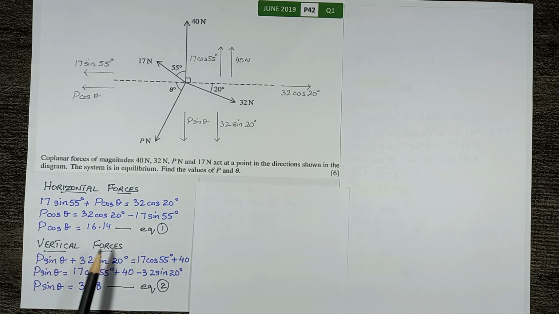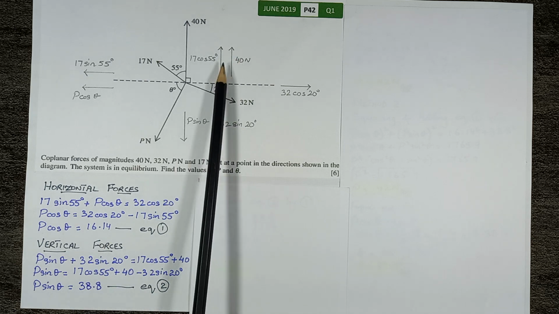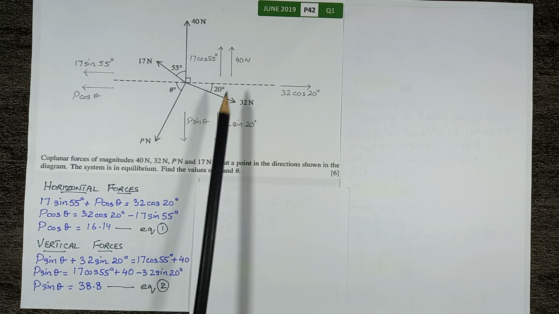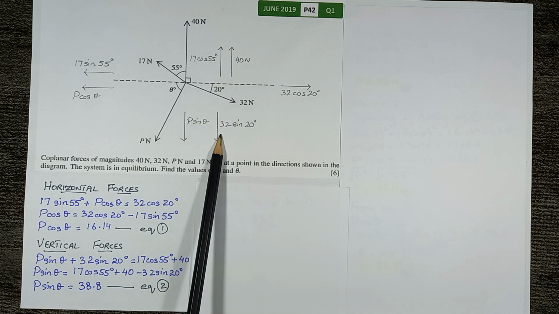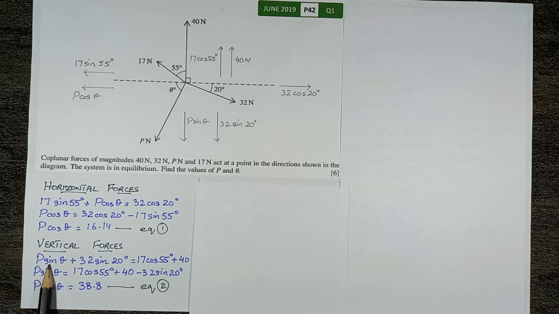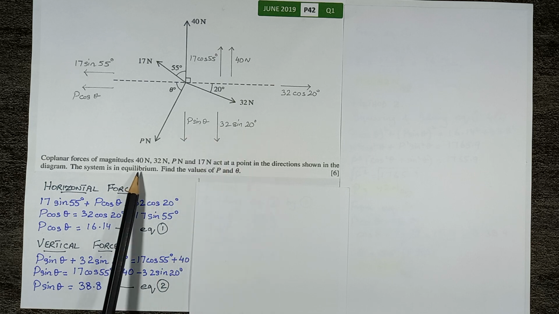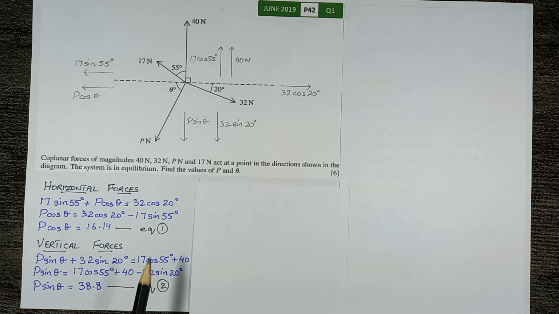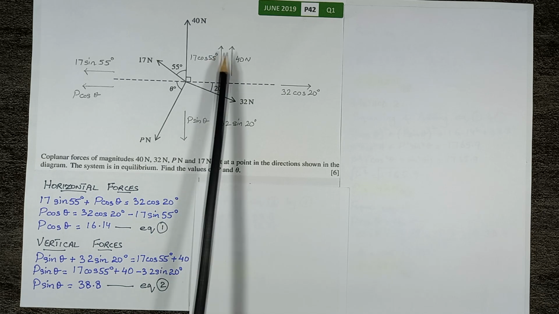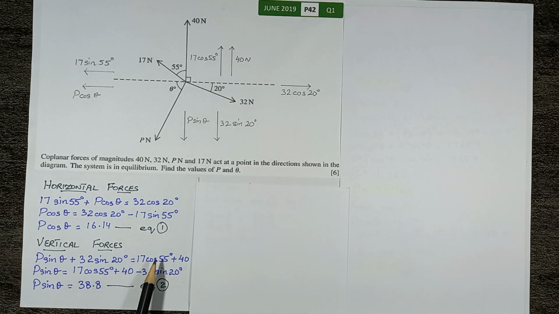By looking at the vertical forces, we can see that two forces are pointing upward and two forces are pointing downwards. That means the sum of these two would be equal to the sum of these two, and I have written the same over here: P sin theta plus 32 sin 20 would be equal to, because it is an equilibrium, 17 cos 55, which is at the top, plus 40. After simplifying it, moving 32 sin 20 to that side, adding these two, we can say that P sin theta is equal to 38.8. Equation 2.